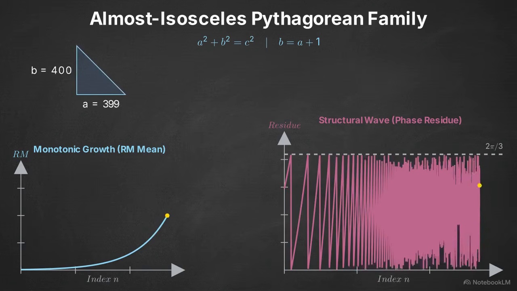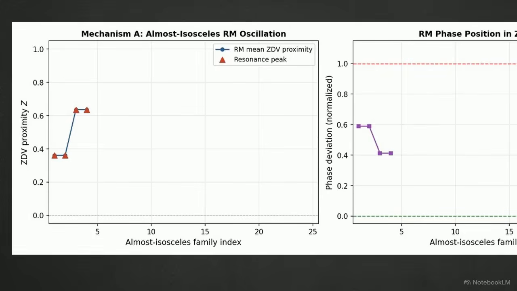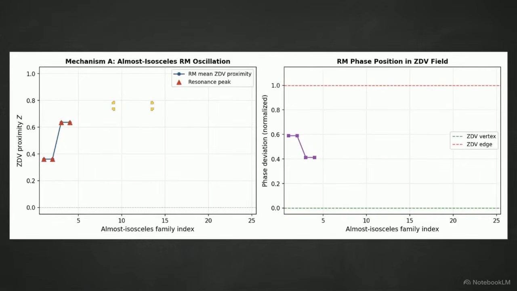However, its phase residue behaves entirely differently. This graph tracks the RM phase residue proximity. Instead of a smooth progression, it oscillates irregularly, creating sporadic, sharp spikes. These resonance peaks hit at precise locations, specifically at family indices 5 and 7.